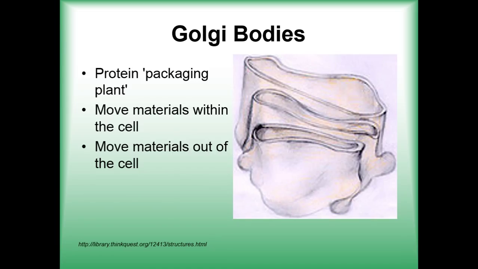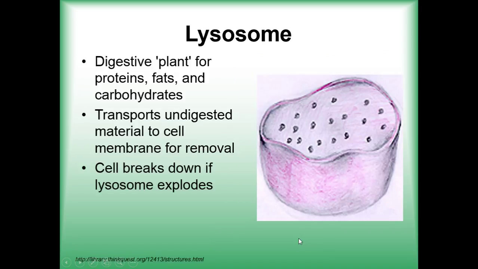Our Golgi bodies are packaging material, so if a protein is made or a lipid is made and something has to be added to it, let's say a sugar, and be processed a little bit more before it leaves the cell, it will go to the Golgi bodies to be packaged up. And once it's all packaged up, the material leaves and pinches off through another little structure called a vesicle, and this little vesicle will carry the material outside of the cell.